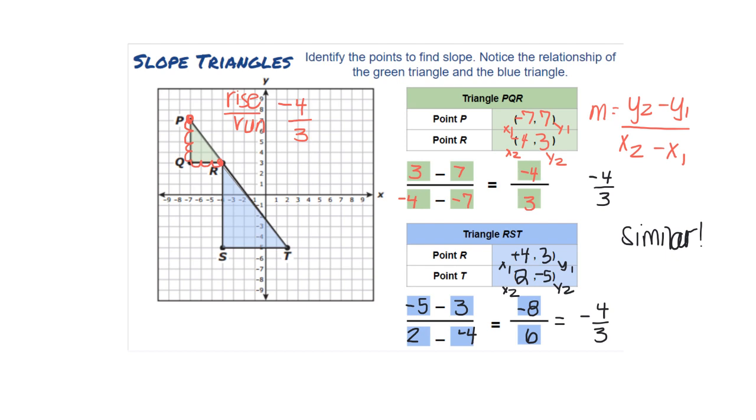Blue triangle, I can still do the same thing. Find the rise over run from point R to point T. If I count, I'm going to see there are 8 down, 1, 2, 3, 4, 5, 6, 7, 8, and 6 across, 1, 2, 3, 4, 5, 6. Again, -8 over 6 can be reduced to -4 over 3.